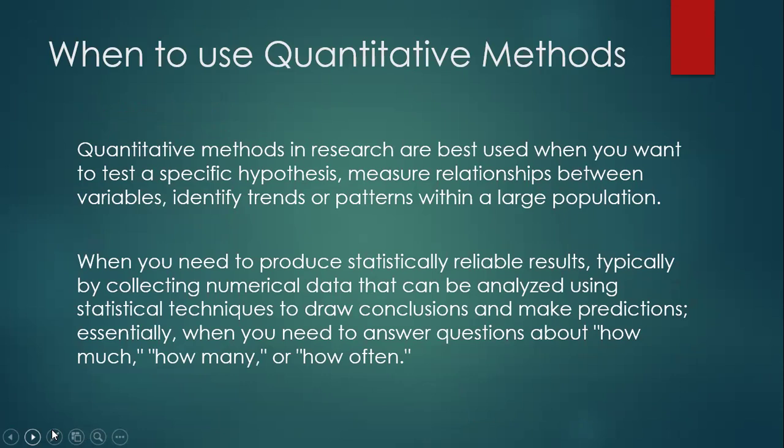So, when to use quantitative methods? Quantitative methods in research are best used when you want to test a specific hypothesis, measure relationships between variables, identify trends or patterns within a large population, when you need to produce statistically reliable results, typically by collecting numerical data that can be analyzed using statistical techniques to draw conclusions and make predictions. Essentially, when you need to answer questions about how much, how many, or how often.